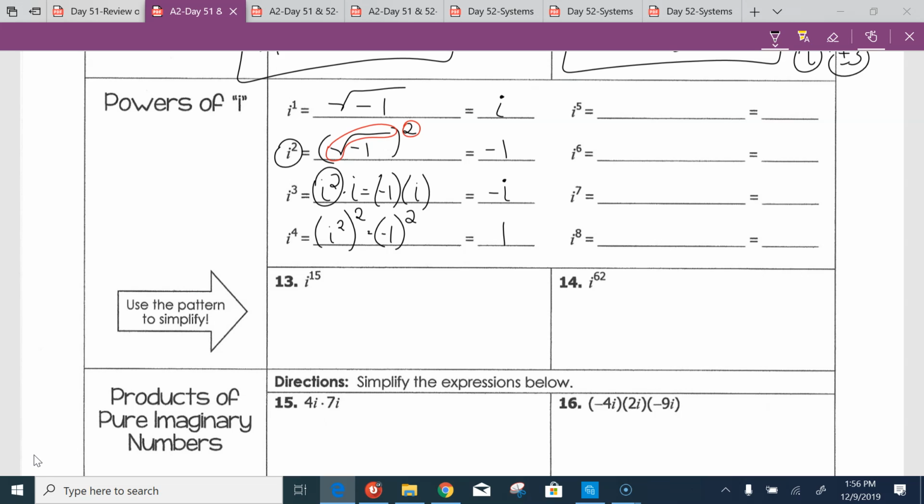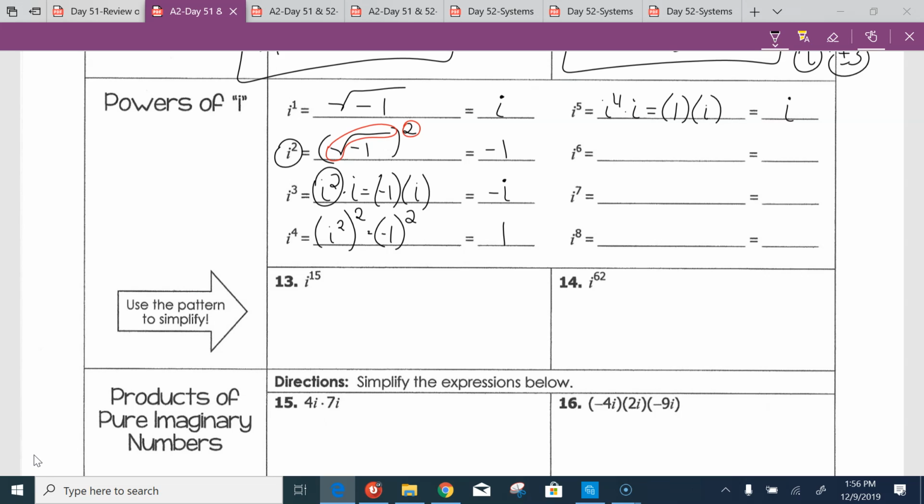Let's try i to the fifth power. i to the fifth power means you take i to the fourth power and multiply it times another i to get i to the fifth. Well, i to the fourth we just saw is equal to 1, and then i is just an i. So positive 1 times a positive i gives you positive i, period.